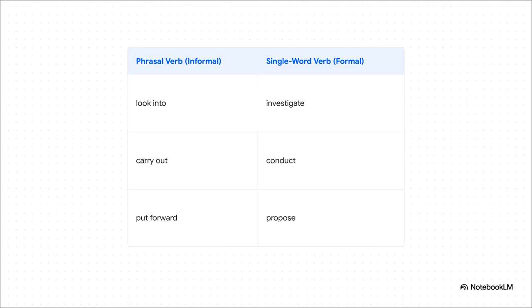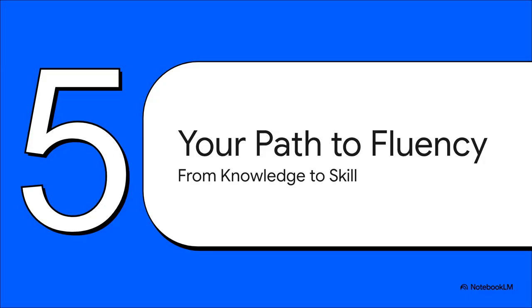And here are some fantastic examples of this in action. Instead of saying look into, you could write investigate. Instead of come up with, you could use create or devise. See? These little swaps can make a huge impact in your formal writing. All right, we've covered the what, the why, and the how. So now let's talk about turning all this knowledge into an actual skill.